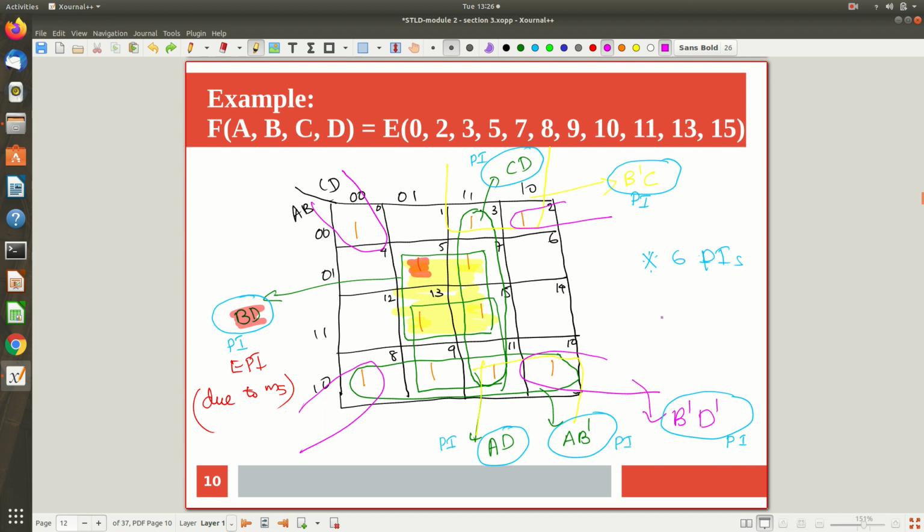Now what else? Like that you check one by one. So now you can check this AD. This corresponds to this grouping, right? You check, this is part of two groups. You can see that this is part of more than one group. This is part of more than one group.